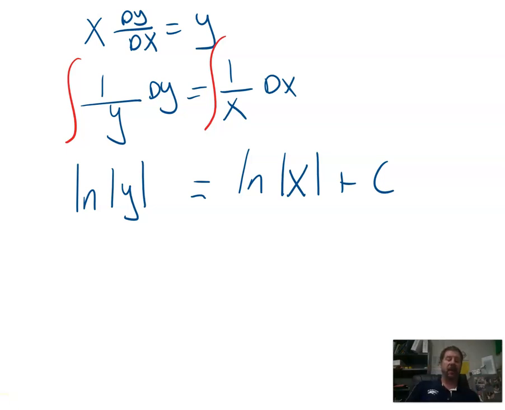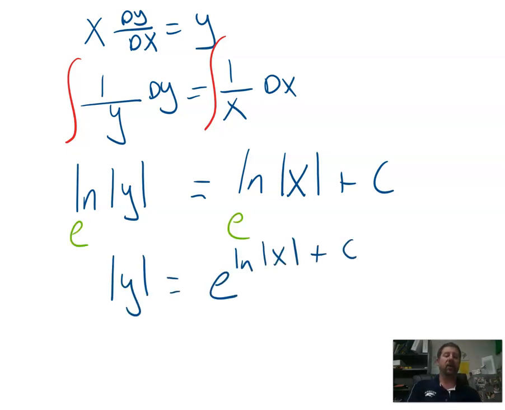Now that we've integrated, we want to start to solve for y and get y by itself. So our next step is to exponentiate both sides with the base of e to get rid of the ln's. On the left-hand side, when you do e to the ln, that cancels off, and that's why we did this whole thing in the first place.